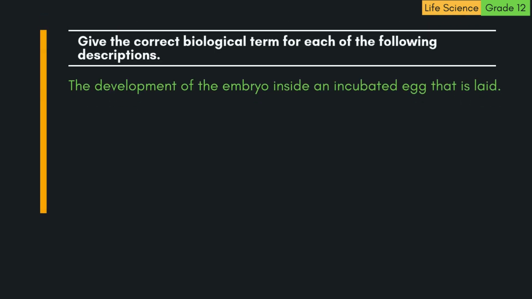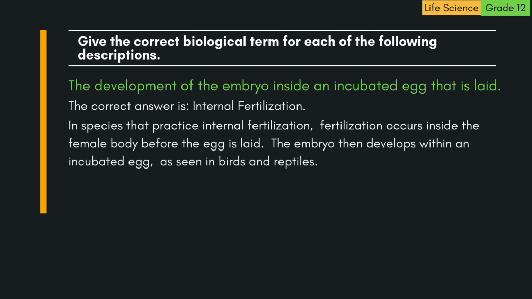The development of the embryo inside an incubated egg that is laid. The correct answer is internal fertilization. In species that practice internal fertilization, fertilization occurs inside the female body before the egg is laid. The embryo then develops within an incubated egg, as seen in birds and reptiles.